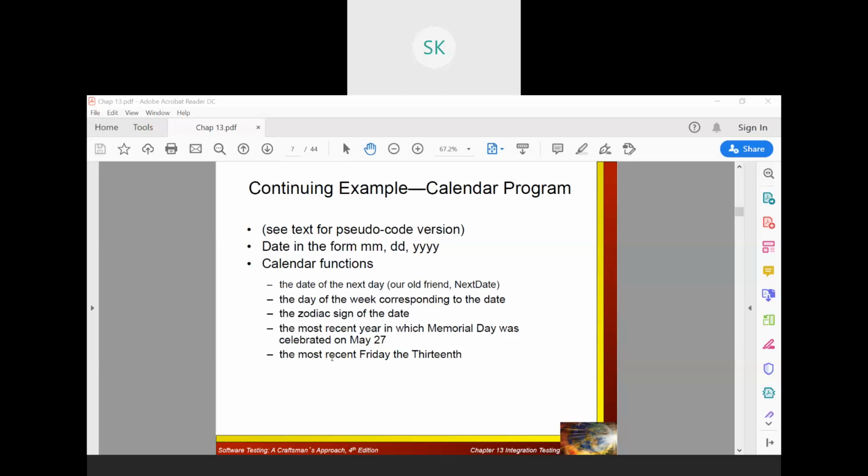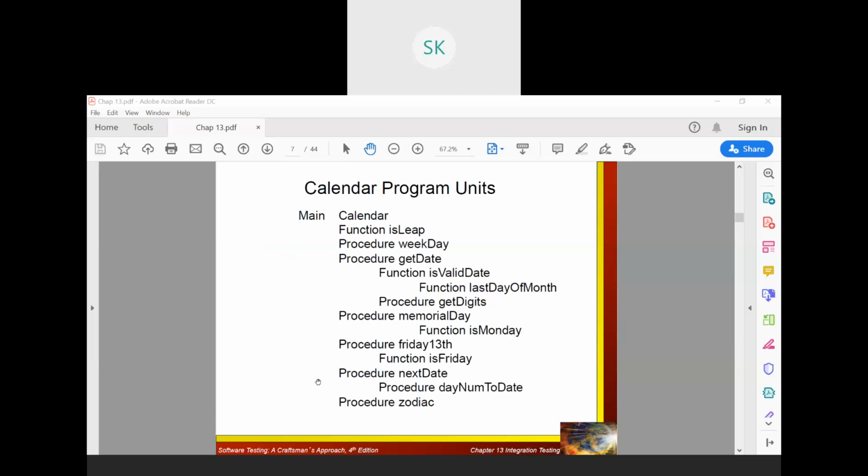The most recent Friday the 13th. If you are having the 13th date, with respect to that, the most recent Friday, whichever it is, should be reflected. So we have different functionalities. Now, for each one of them, we need to write a procedure. The first thing with respect to the calendar is the first function, whether it is a leap year or not. You need to check for it.